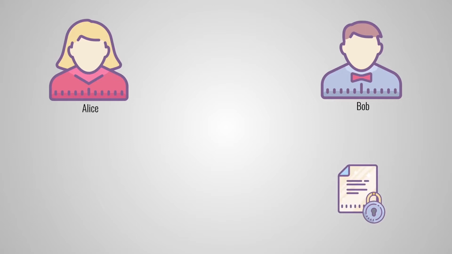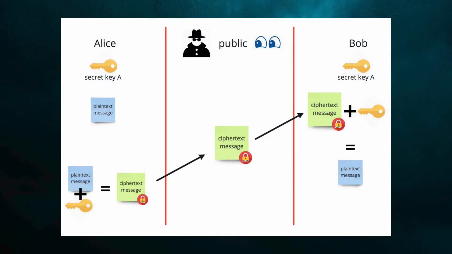So what Alice does is Alice converts the plain text message into a ciphertext using her key. And when this data reaches Bob, Bob uses Alice's secret key A and decrypts the ciphertext and gets the plain text message. So this is how, using a single key, you can encrypt data and decrypt the same. So here only a single encryption key is used. That is why it is known as symmetric key encryption.